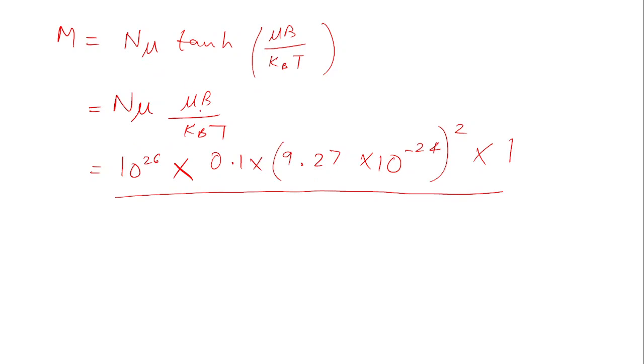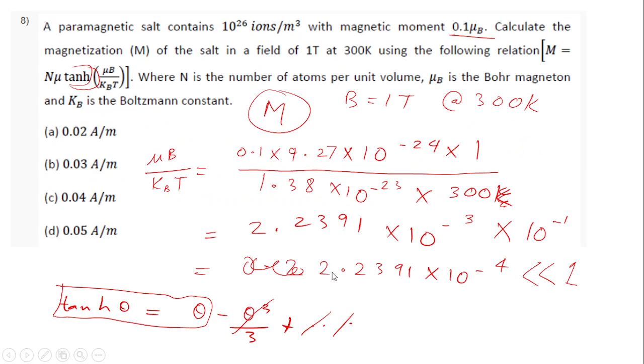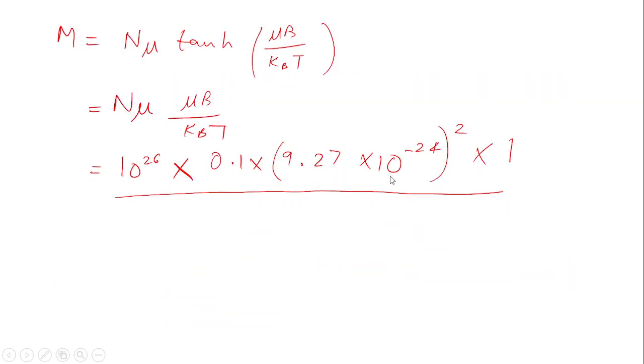Actually, we had already calculated mu B by kBT. We don't need to do it again. Mu B by kBT was this, 2.2391 times 10 to the power minus 4. Okay, and this will also not be there. So mu B by kBT we had already calculated, so the direct value I am putting here. This is this, and mu is 0.1 times 9.27 times 10 to the minus 24.